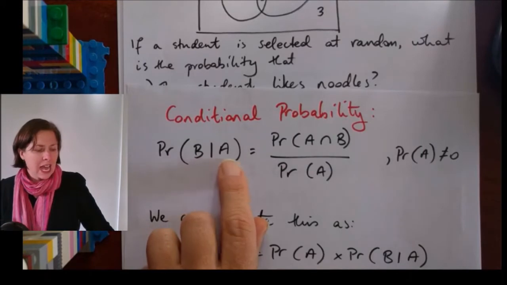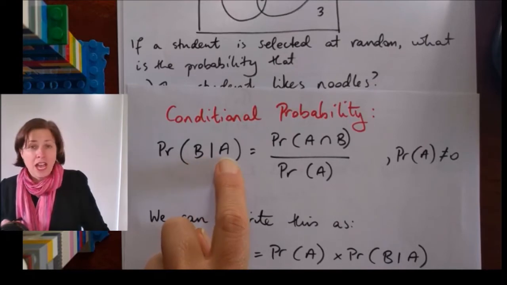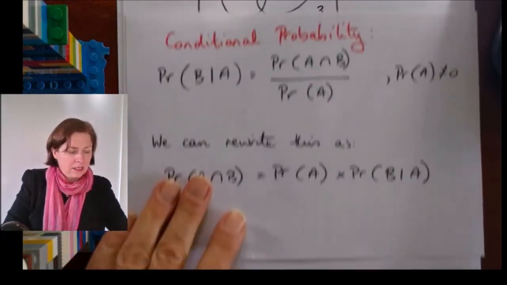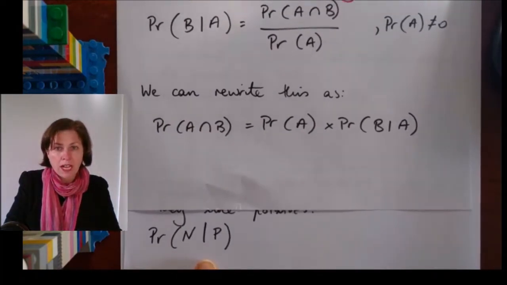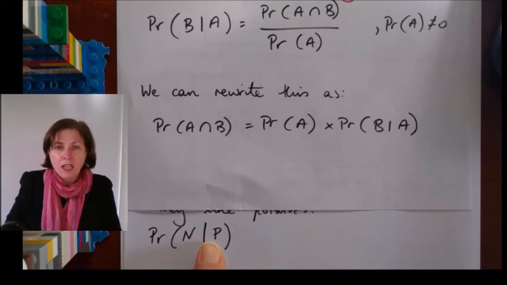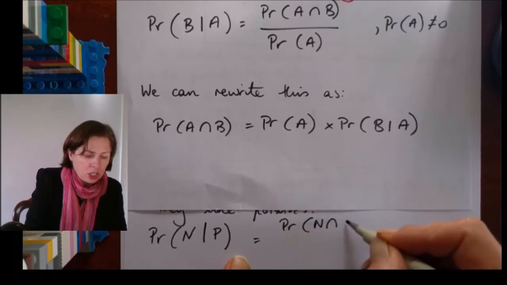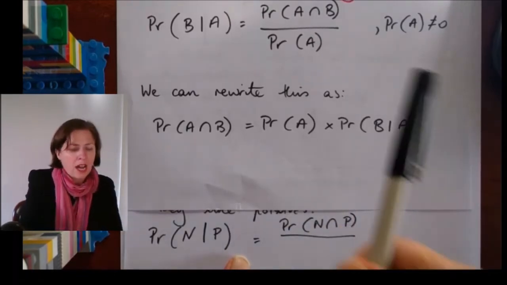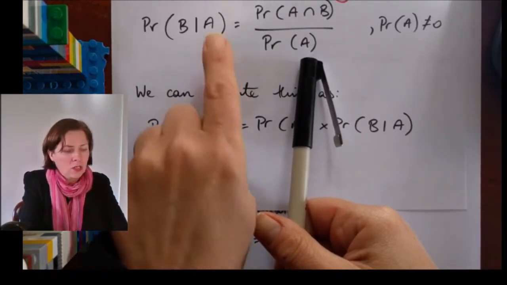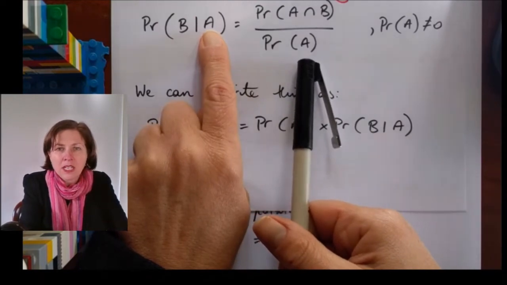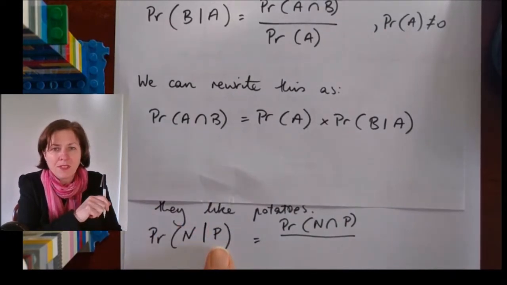Probability of B given A is this, but I don't have B, I've got N, and I don't have A, I've got P. So I need to match up this with my original formula, okay? So on the numerator, I'm going to have the intersection. I need the probability of N intersection P. On my denominator, I have to have the probability of A. Now, which is that? Is it N or is it P? Well, it's the one in the second part of this formula. So I need the probability of P, the second part of this formula.